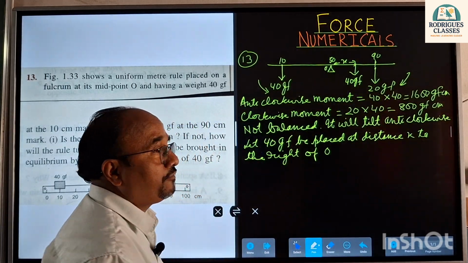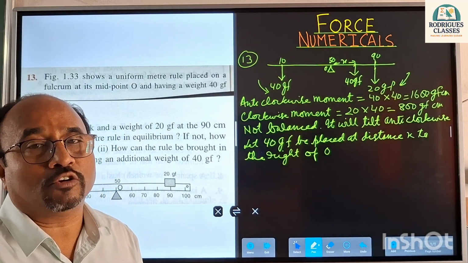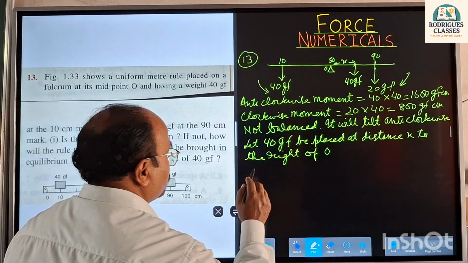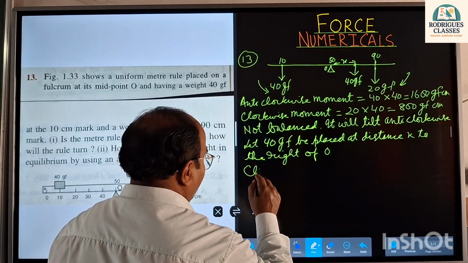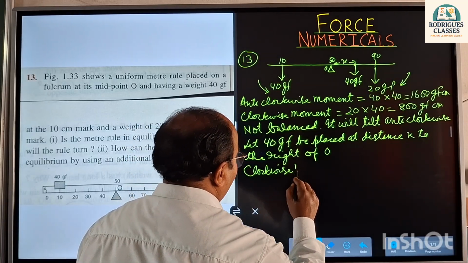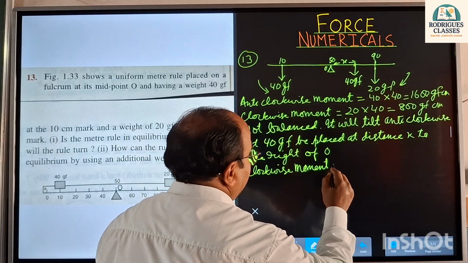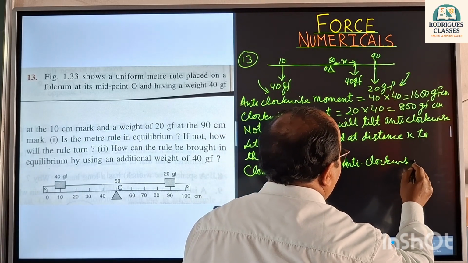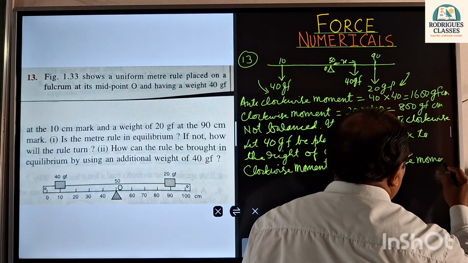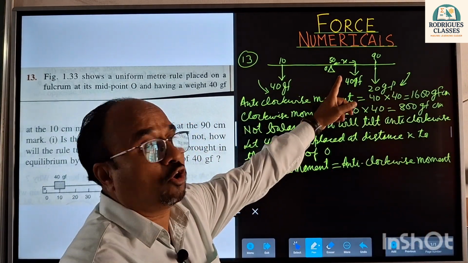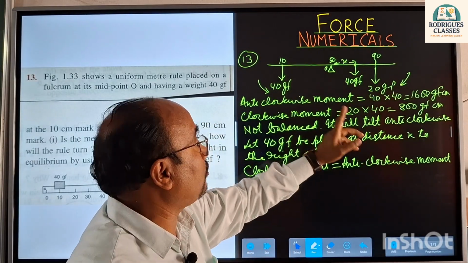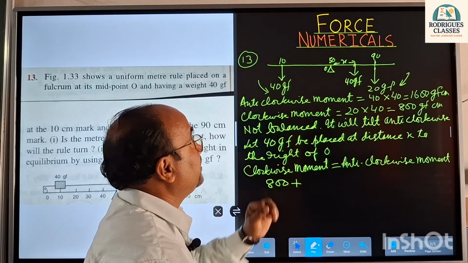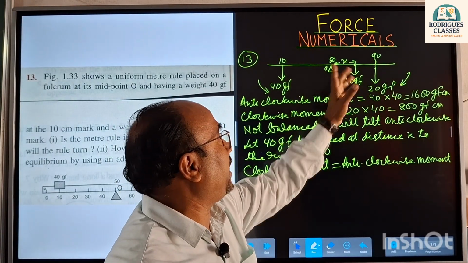So now we will have the clockwise moment and anti-clockwise moment equal, because we are to balance it. It has to be in equilibrium. So if I take now clockwise moment equals anti-clockwise moment. So now let us see the clockwise part. I have written clockwise first. In the clockwise part, already this 800 is there. So I will write this 800 plus there is an additional weight here of 40 GF at a distance X from it.